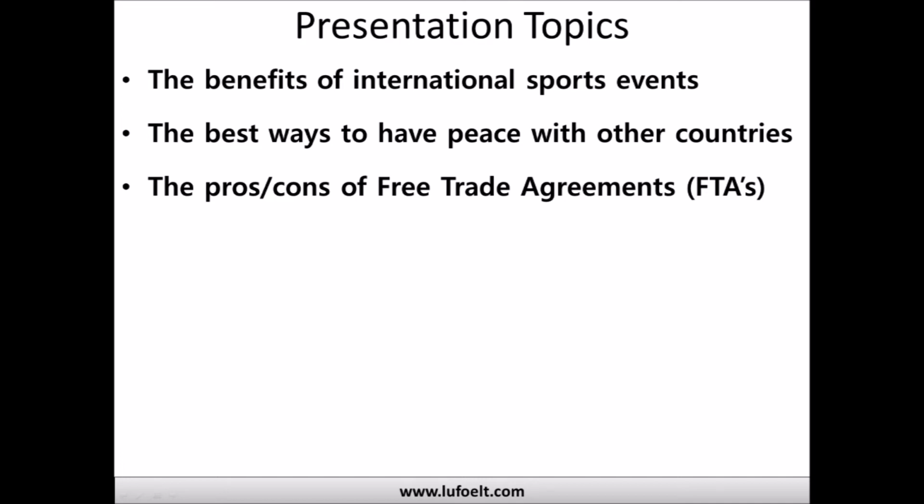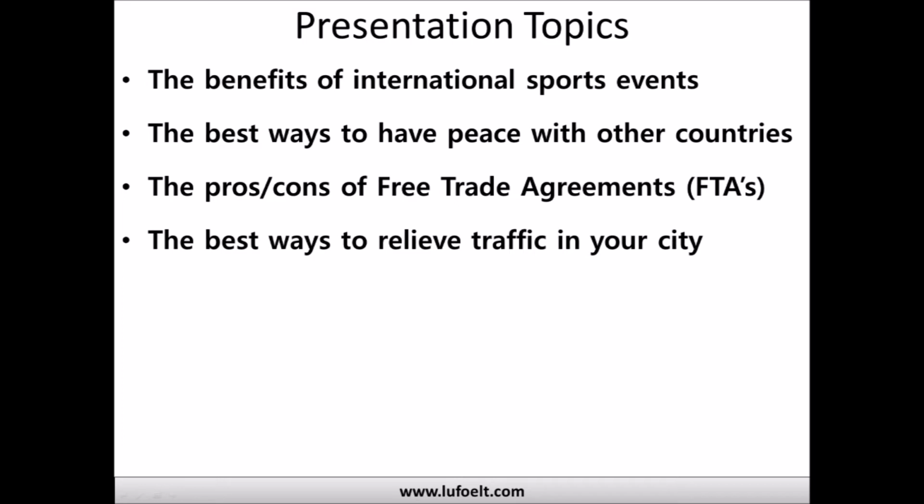And countries agree to these things, and there are good things about FTAs, and there are also bad things about FTAs. All right. The next example topic, the best ways to relieve traffic in your city.